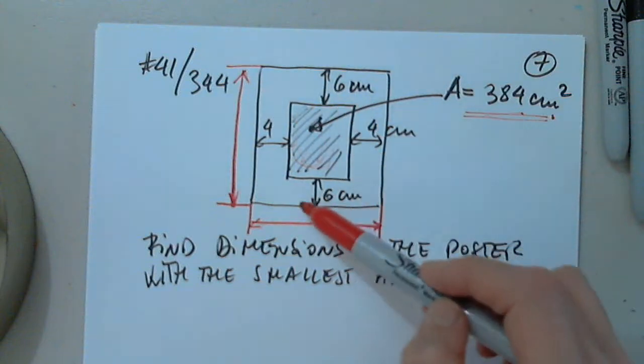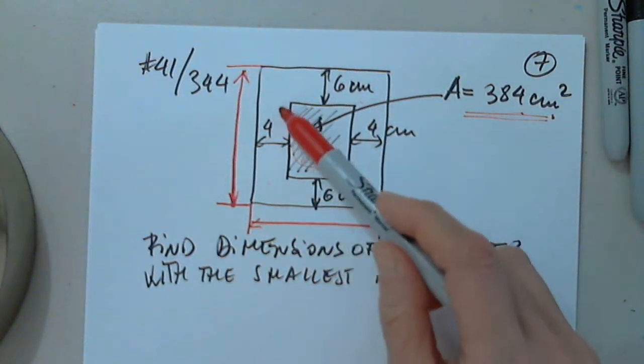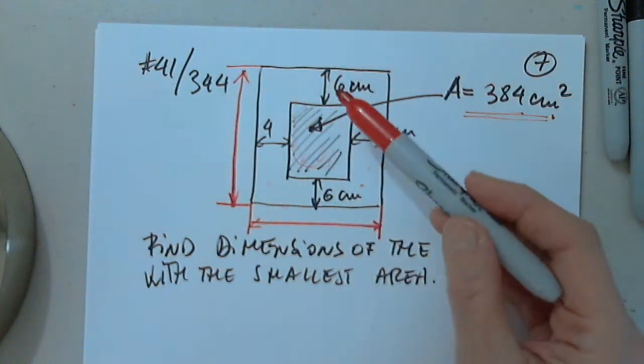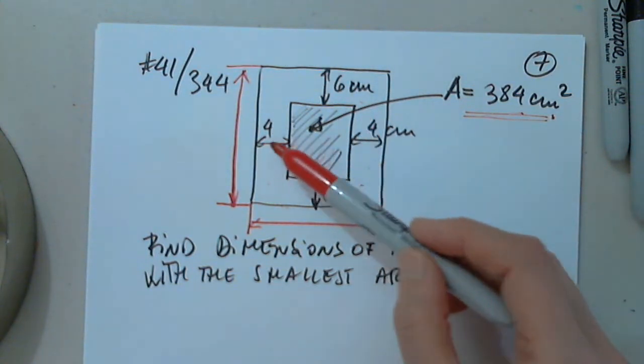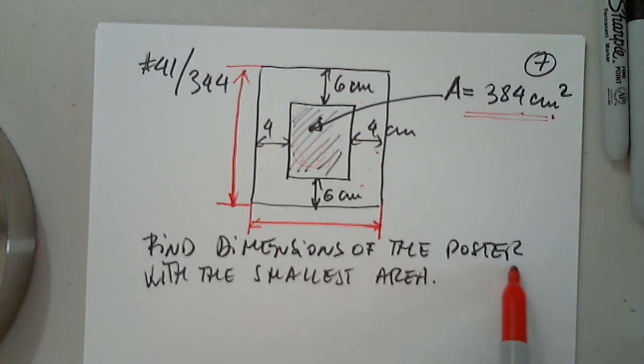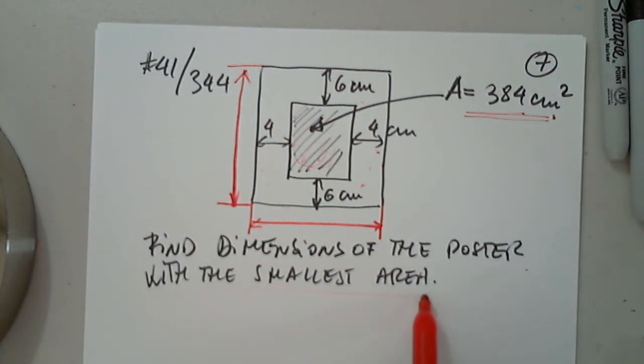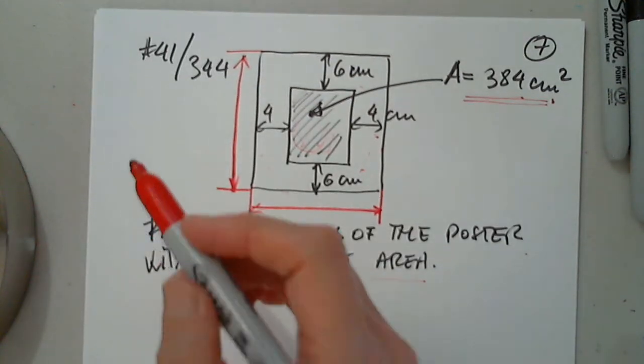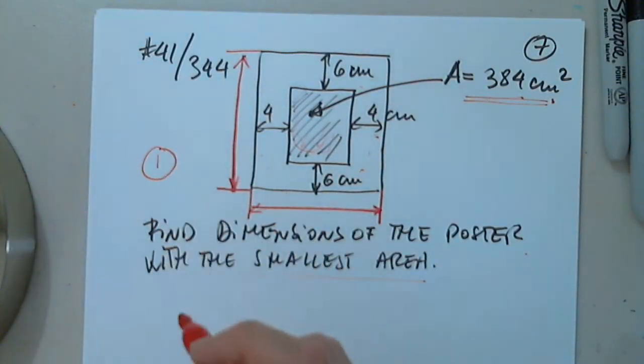And the margins are given to us as you see them here. The top and bottom 6 and sides 4. Find the dimensions of the poster with the smallest area. So we have the figure. So number 1 is done. In number 2, we have to analyze how we want to proceed.